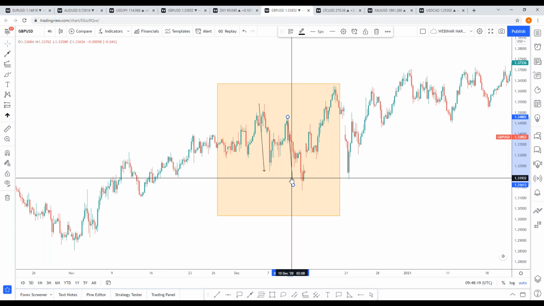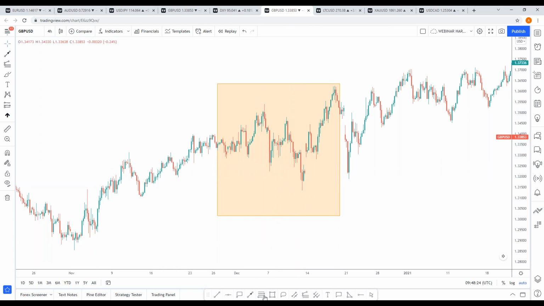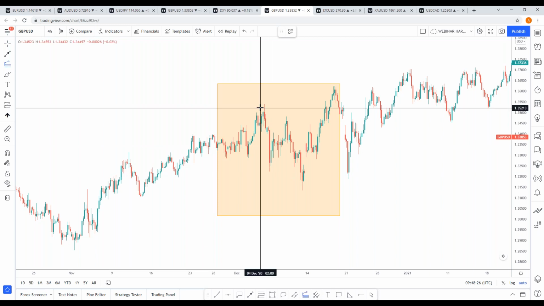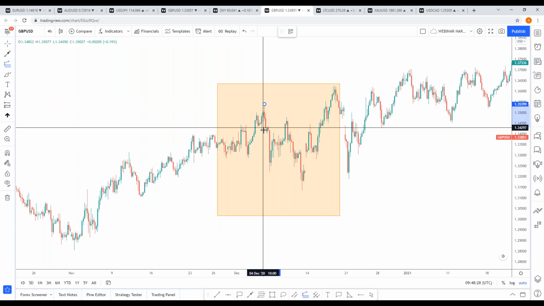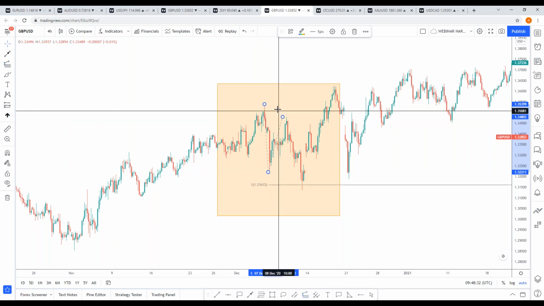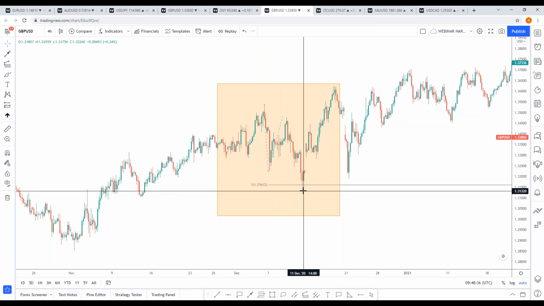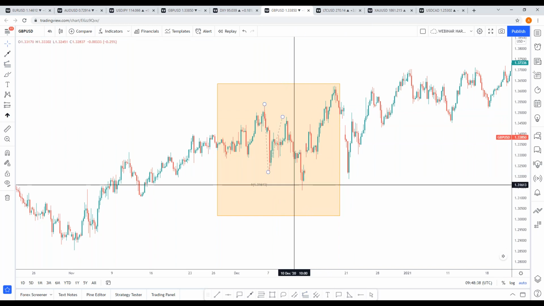Now, as I said during the presentation, we can simply remove this and use the Fibonacci projection tool. We can draw from point A to B and then to C. And this will simply give you your AB equals CD formation. I'm going to leave that on there because it looks a bit cleaner.